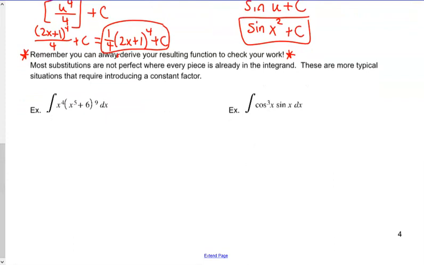So I'm going to look for that innermost function. Notice here I have an x to the 4th, and then I have an x to the 5th plus 6, but I have that to a power. So notice, if I let this be my u, what's the derivative of an x to the 5th? The derivative of an x to the 5th is an x to the 4th. And so that might be helpful in my du case. So let's let u equal the expression that is raised to a power. So I get x to the 5th plus 6.